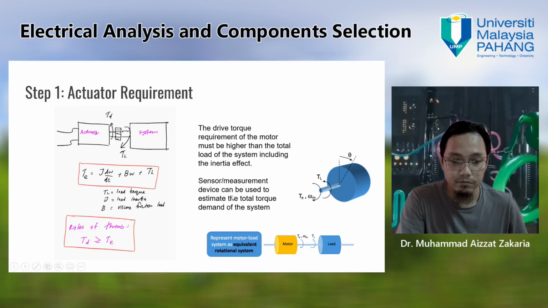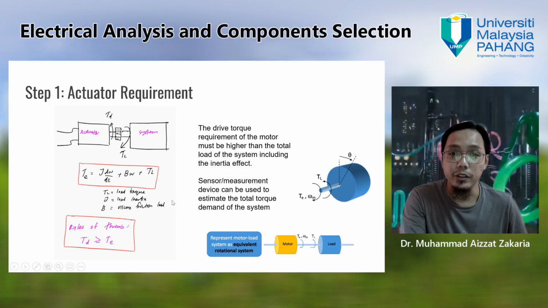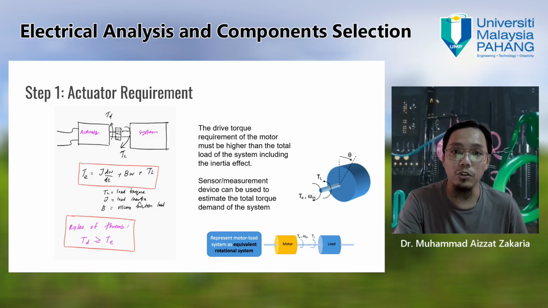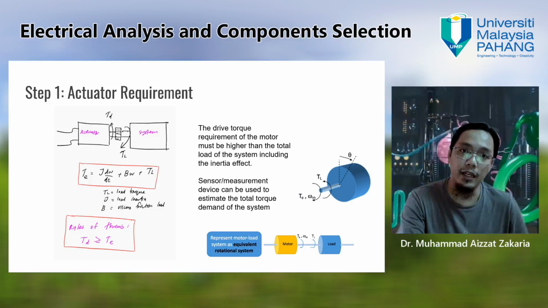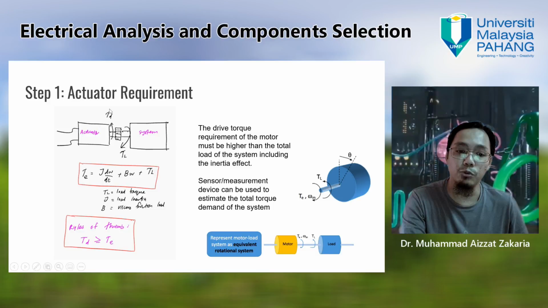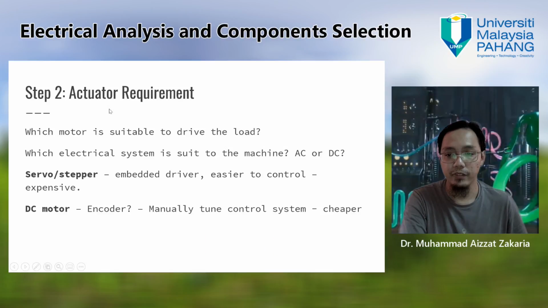And how to do that is we can use a sensor, maybe a force sensor, to estimate the total torque demand of the system. So when you have a machine, you estimate your machine size, then you can estimate the torque that is required, and after that we have defined the actuator requirement of our system.